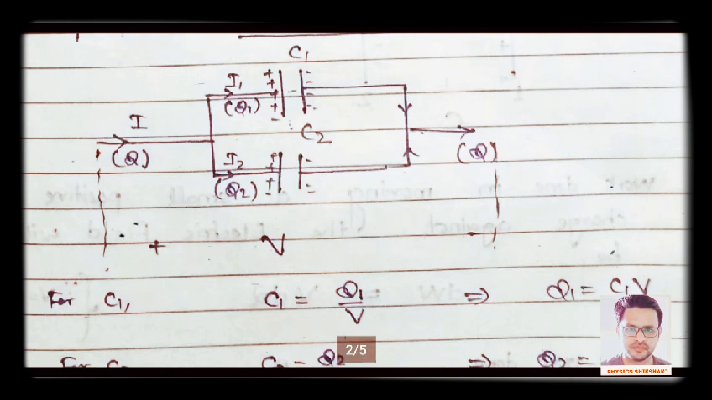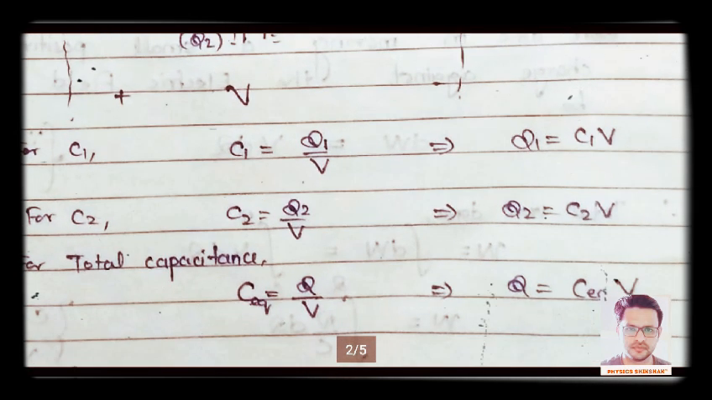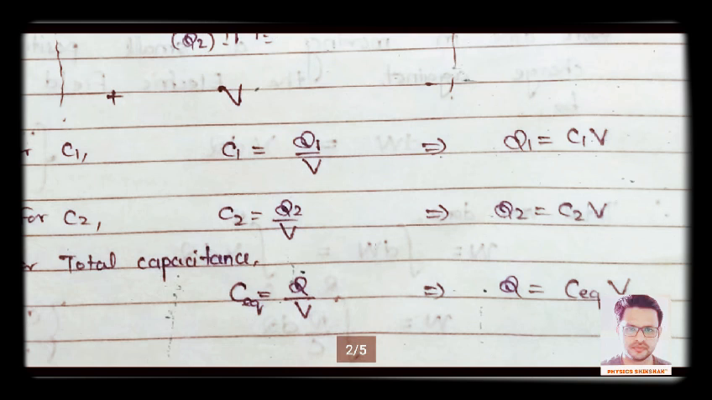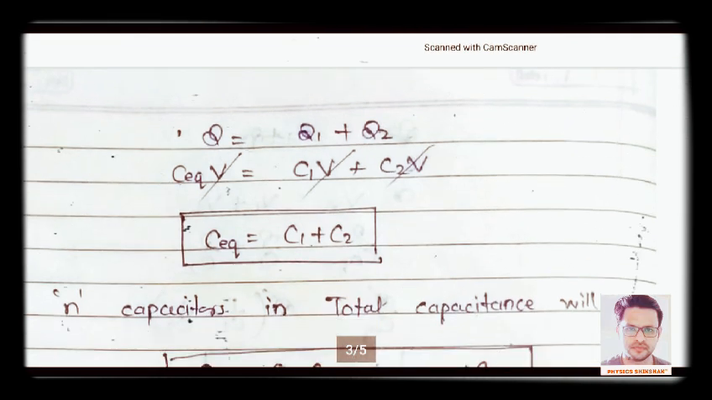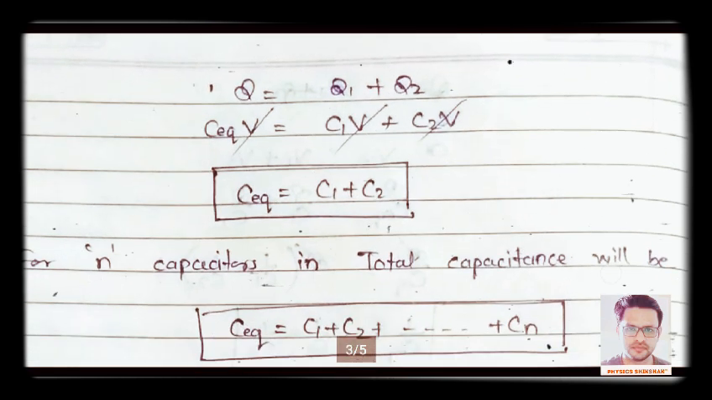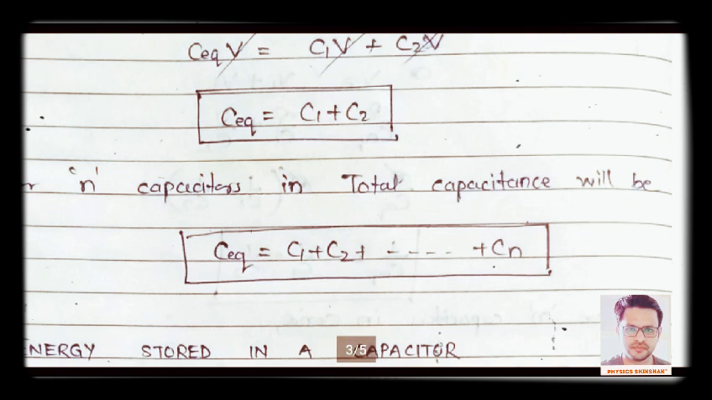Now the battery will feel like there is only one capacitance, that is the total capacitance. So for the battery we can write C equivalent equals q by V. So the total charge we can write as C equivalent into V. As I told you, q equals q1 plus q2, you can put in the values of all these three quantities, then you will get the equivalent or total capacitance equals C1 plus C2. Likewise we can connect n capacitors in parallel, so their total capacitance will be C1 plus C2 plus C3 and up to Cn.